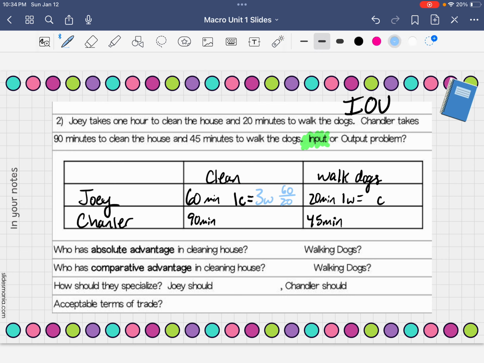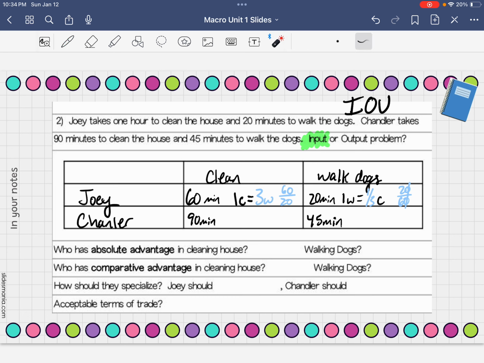Now, let's try again over here. So if he walks the dogs, how much house cleaning time is he losing? So we're going to take other goes under. So we're going to do 20 over 60. Cross that out. This is going to be 1/3. So in the time it takes him to walk the dogs, he could have cleaned 1/3 of the house.